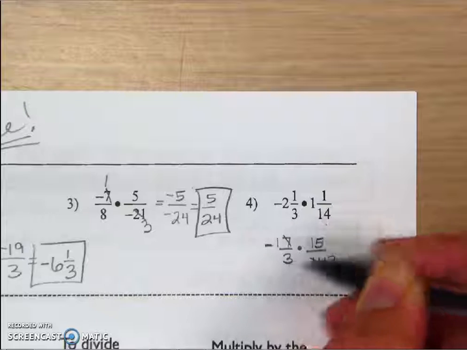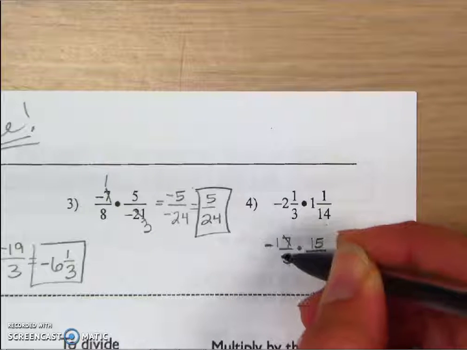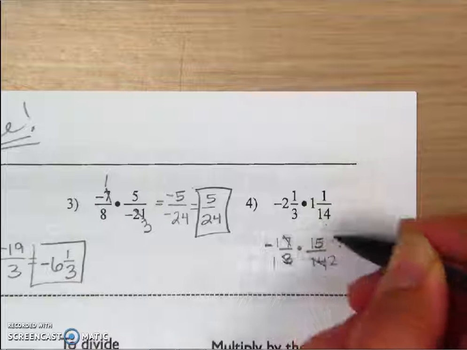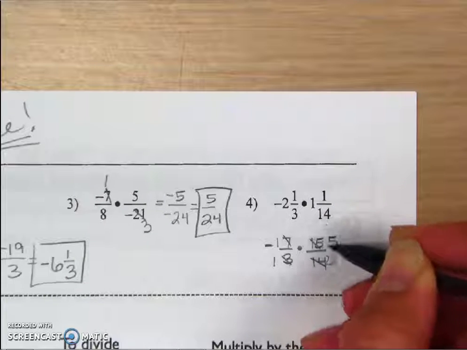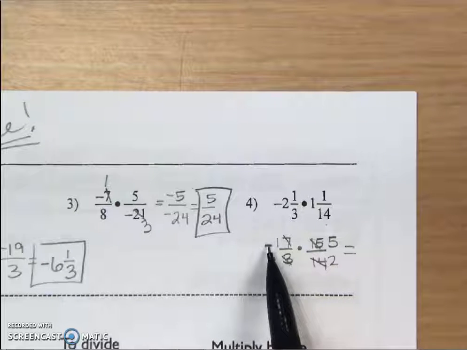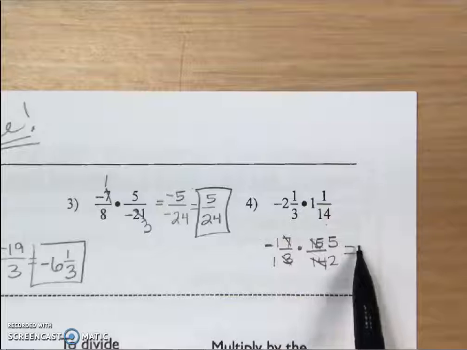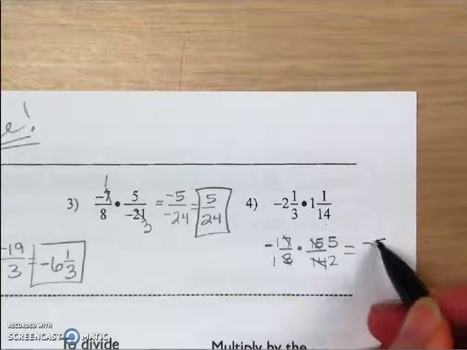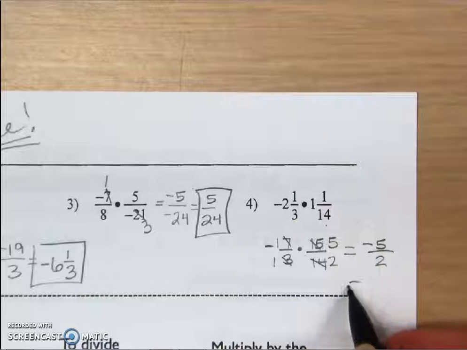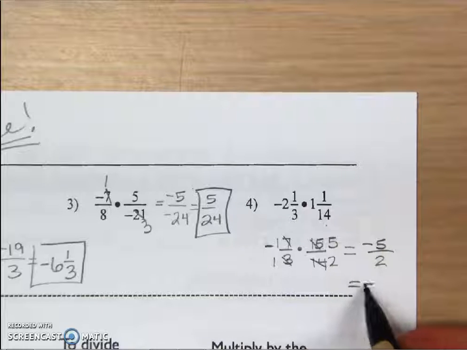3 and 15 are both reducible by 3. 3 goes into 3 once. 3 goes into 15 5 times. And so now we can go ahead and multiply what's there. This is negative 1 times 5 is negative 5. 1 times 2 is 2. That's an improper fraction, so let's rewrite it.